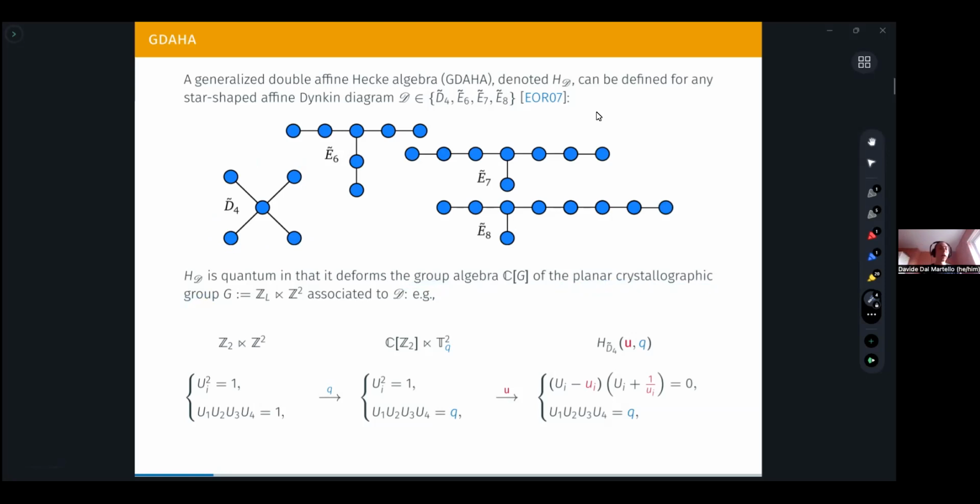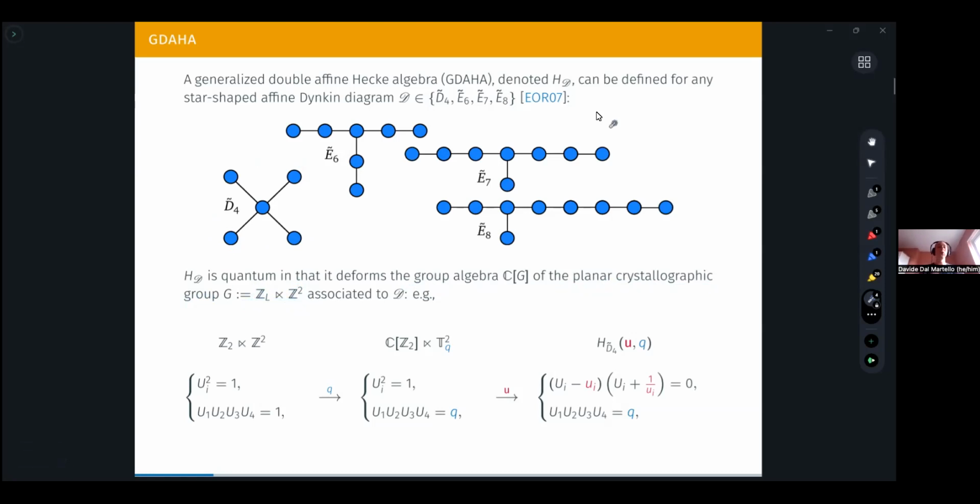Being a lattice in the plane, there's always the freedom of translating it, so you see there's always a component Z squared here. But then, according to the shape of the lattice, you can have either reflections and/or rotations, and so you have another component in this semi-direct product realization of the group.